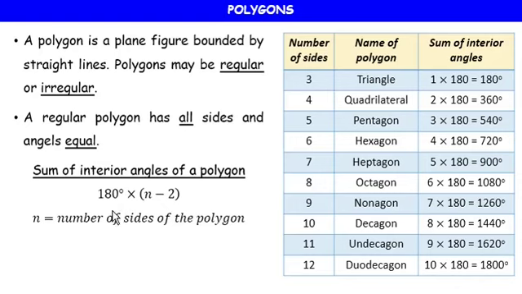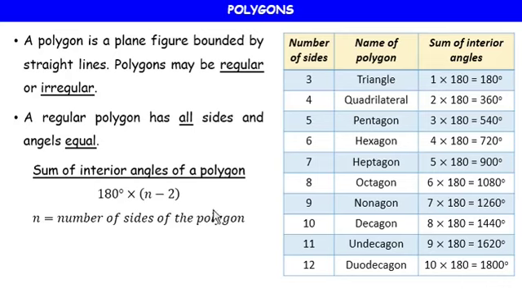We said the formula is 180 times n minus 2, where n is the number of sides. For a triangle, the number of sides is 3, so it's going to be 180 times 3 minus 2. What is 3 minus 2? It is 1. So what is 1 times 180? It gives us 180 degrees. That is why the sum of interior angles of a triangle is 180 degrees.